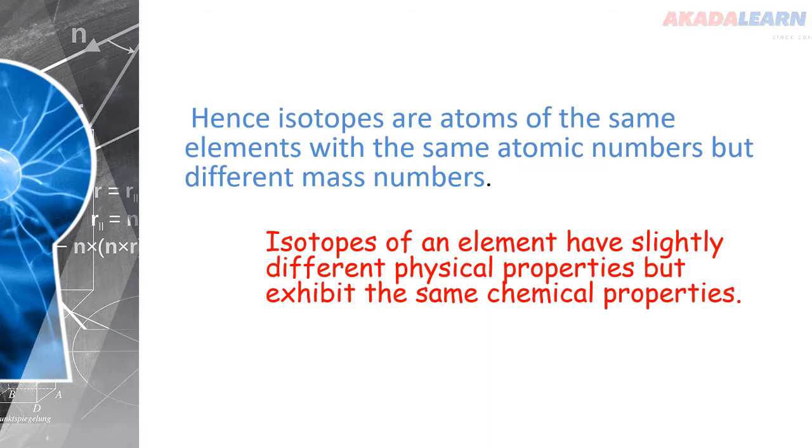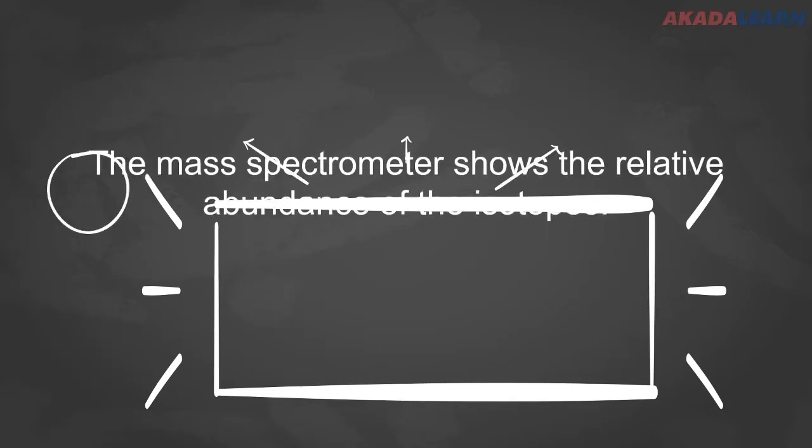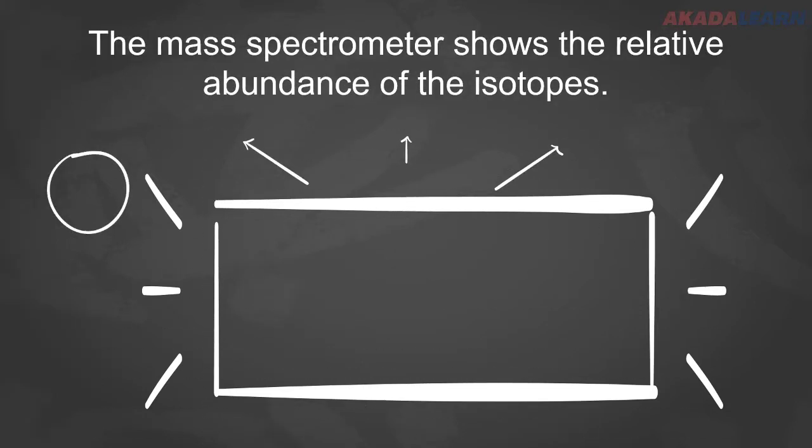Isotopes of an element have slightly different physical properties but exhibit the same chemical properties. This is because neutrons contribute only to the mass of an atom, not to its chemical behavior. The mass spectrometer shows the relative abundance of isotopes in the environment.